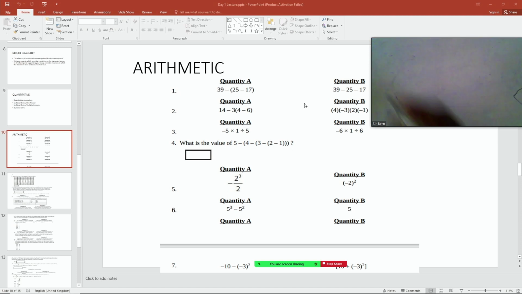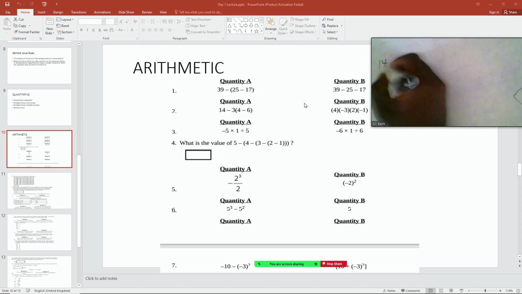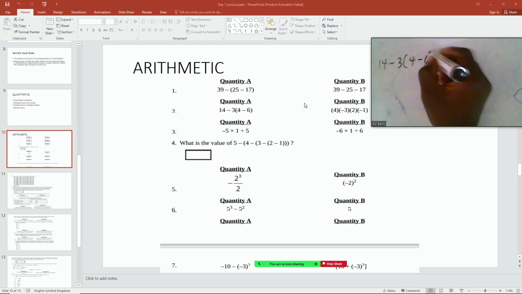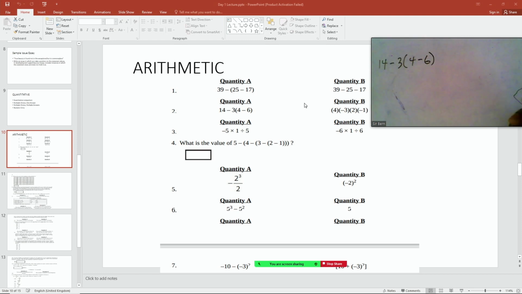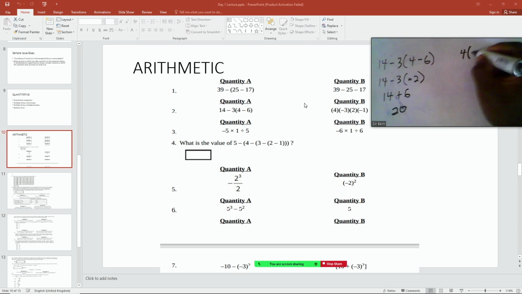With question 2, we have 14 minus 3 times (4 minus 6) for quantity A. This works like the normal thing that we know, BODMAS, or they will say PEMDAS or PEDMAS, depending on how you want to go. The bracket first, we get minus 2 here. So 14 minus 3 times minus 2. Minus 3 times minus 2 will give us plus 6, so 14 plus 6. This gives us 20. Then with the quantity B section, 4 times minus 3 times 2 times minus 1. So 4 times minus 3 is minus 12, times 2 is minus 24. Minus 24 times minus 1, we have 24. So with question 2, quantity B is greater.